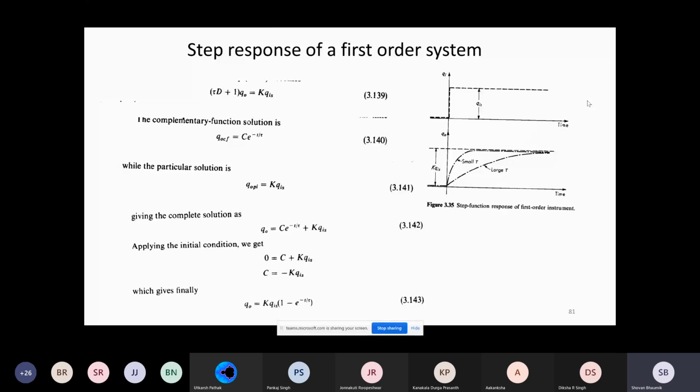We can also solve this differential equation in the time domain. If we solve it in the time domain, you have seen that the right hand side is not 0. So there may be a complementary solution and a particular solution, and the overall solution will be the sum of these two. The complementary function will be C e to the power minus t by tau, and the particular solution will be K qis. So the complete solution will be C e to the power minus t by tau plus K qis, where qis is the input.